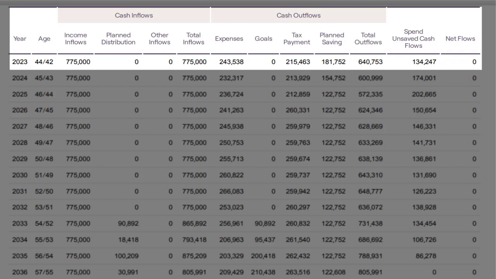The difference between their inflows and outflows gives us the excess cash that they are typically just spending. But this is a really helpful exercise to make a goal to save this cash instead of just spending it.